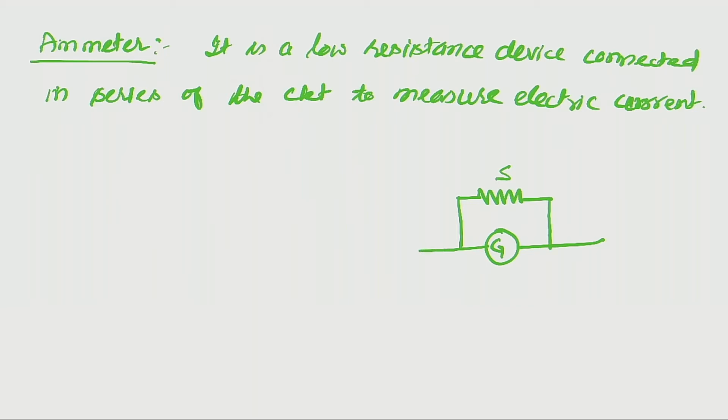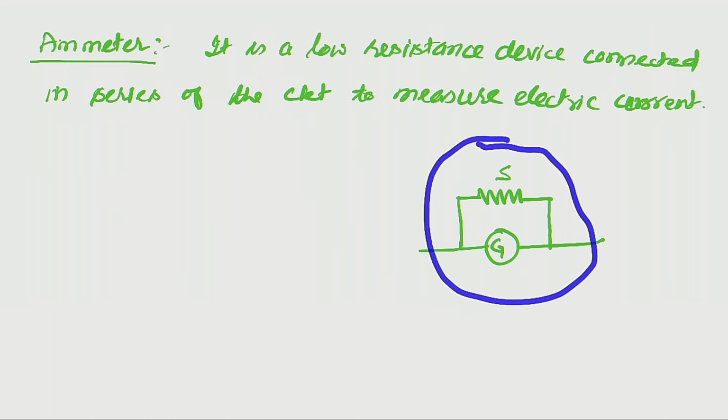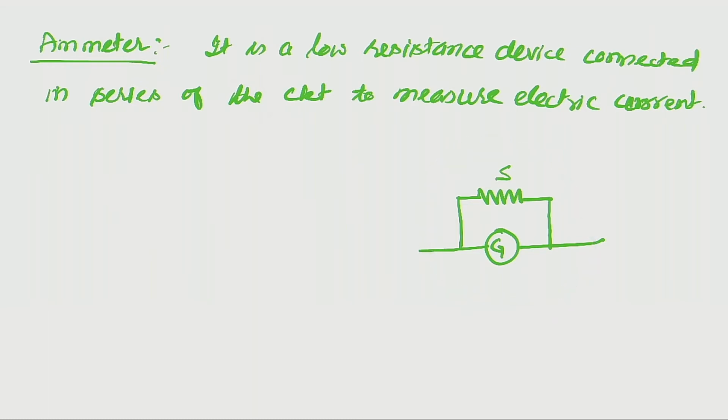So in this way, since the resistances are parallel to each other, and we know that when resistances are connected in parallel they always give a smaller resistance, the resistance of the combination will be much smaller. This type of arrangement is known as an ammeter. The whole arrangement which we made here, you can see, the portion inside this rectangle is basically an ammeter.